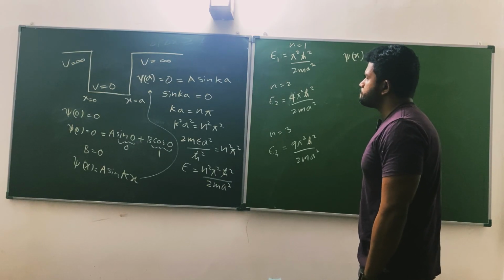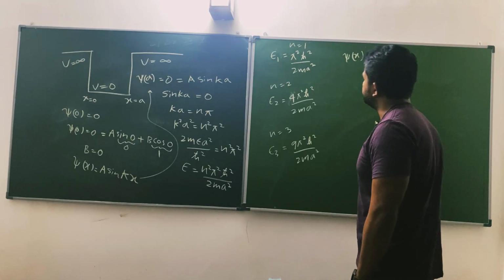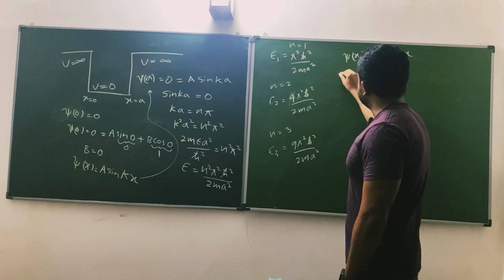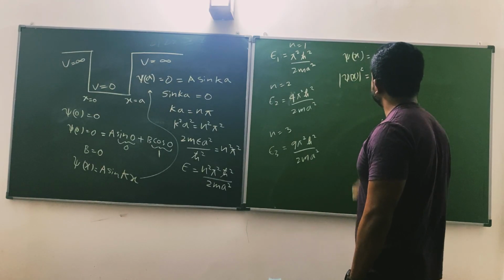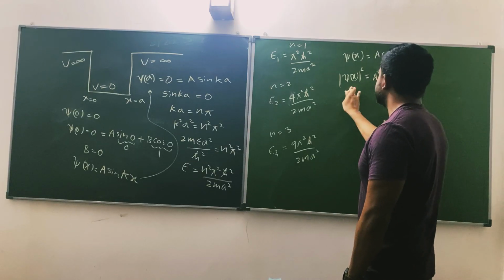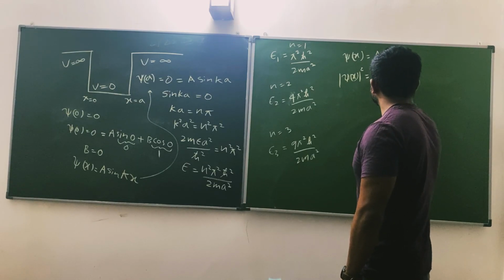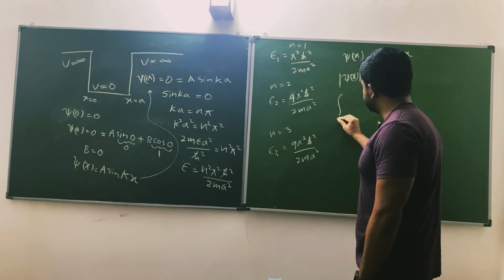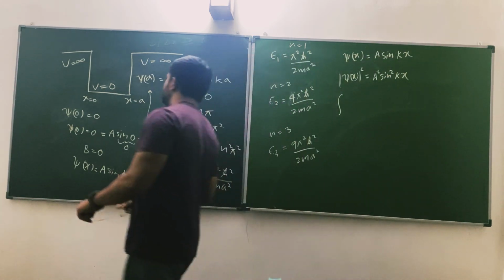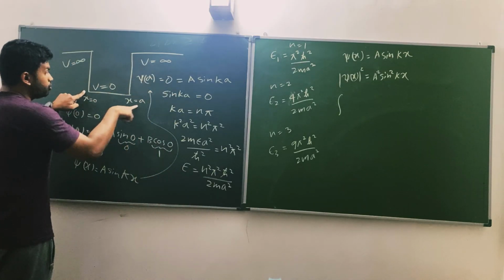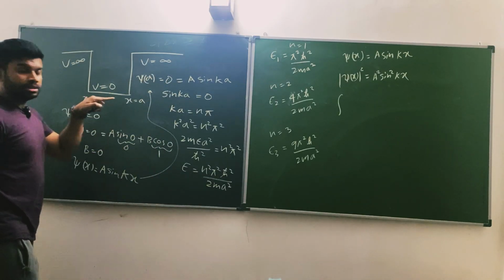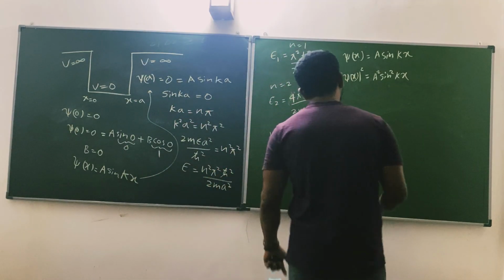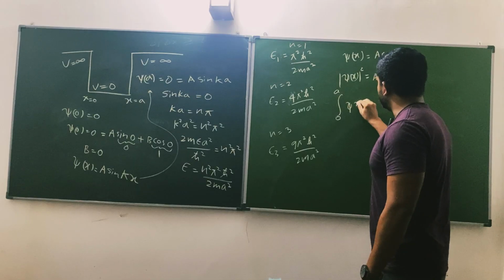So what if I take, this is important, the wave function squared, which represents the probability density at x, A squared sine squared kx. And we already know that the particle could be found only between 0 and a, nowhere else. So if you take the integration, or the area, from 0 to a, that must be equal to 1.